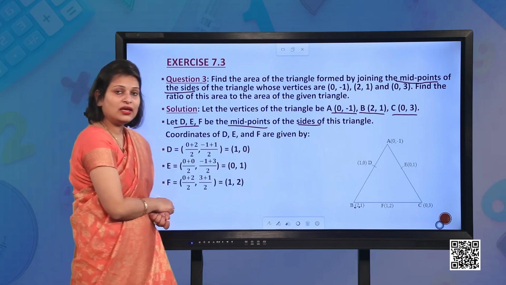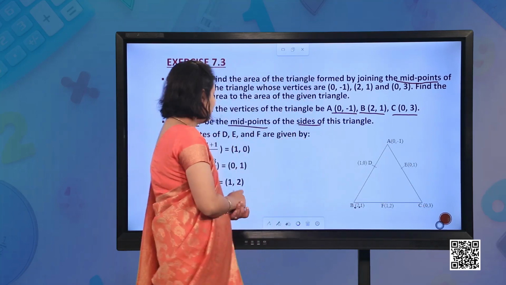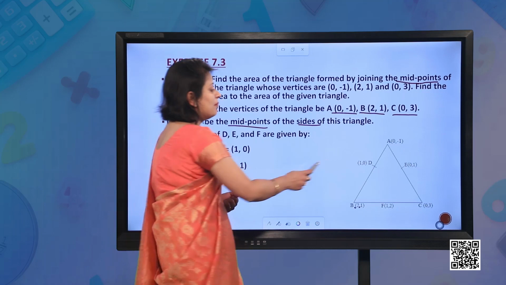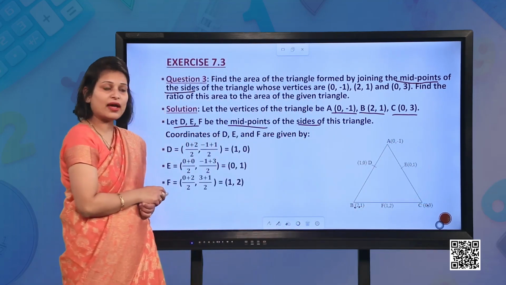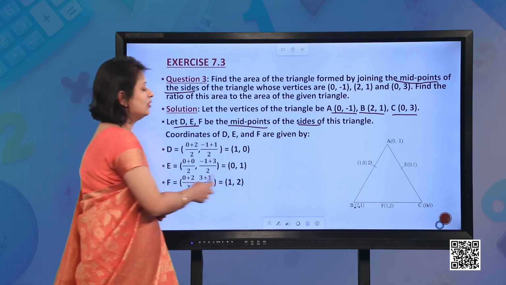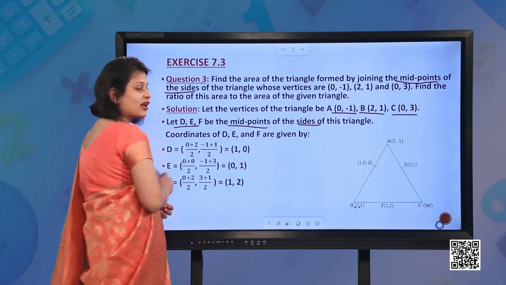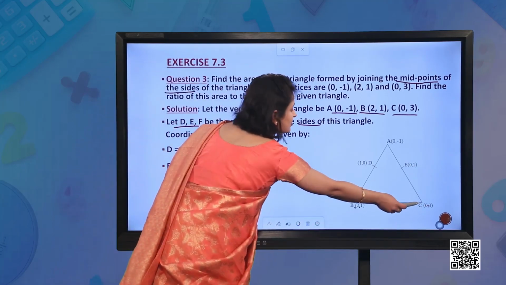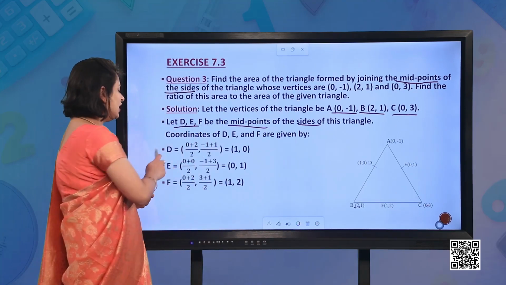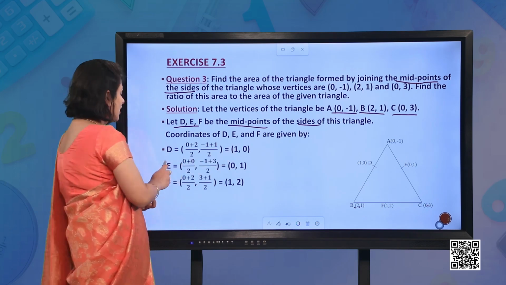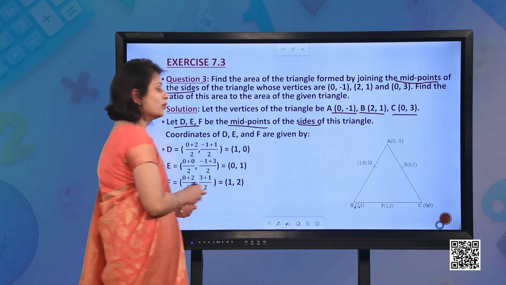How will you calculate E? 0 plus 0 divided by 2, you will get 0. Minus 1 plus 3 divided by 2, you will get 1. And for F, consider these two. 2 plus 0 divided by 2, you will get 1. 1 plus 3 divided by 2, you will get 2. So, the coordinates of point D are (1, 0), E (0, 1) and F (1, 2).